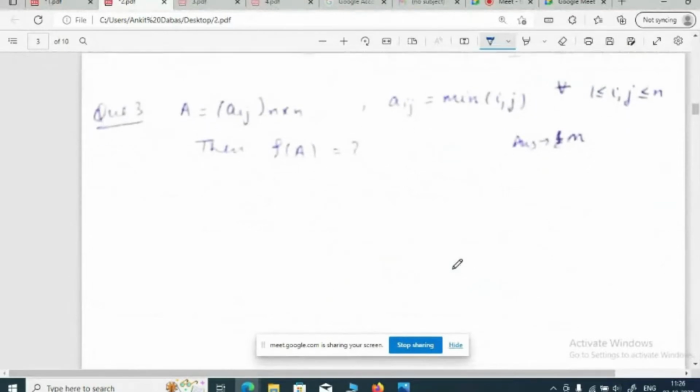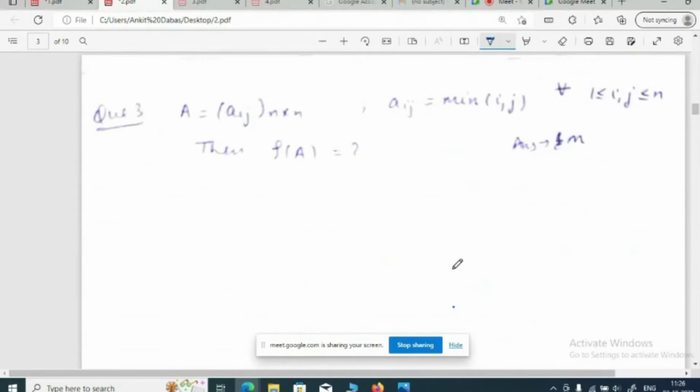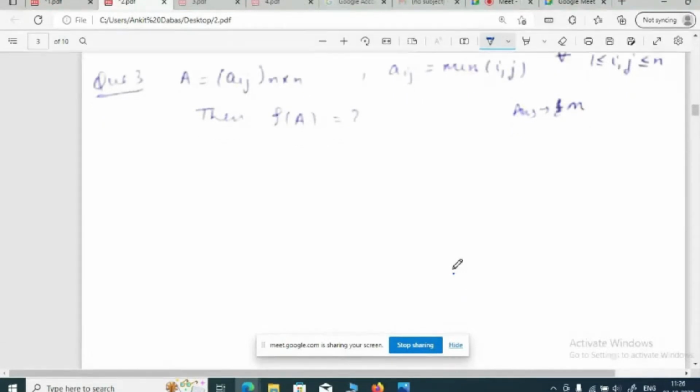Okay, so we have a matrix A equal to [Aij], where Aij is the minimum of i comma j, with i and j varying from 1 to n. We have to find the rank of the matrix. Let us first see this case for a 3 cross 3 matrix. We are considering n equal to 3 here.